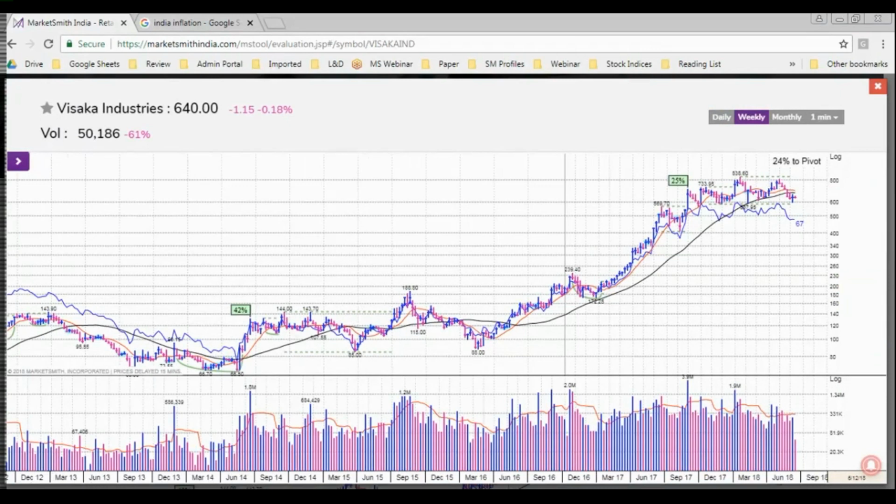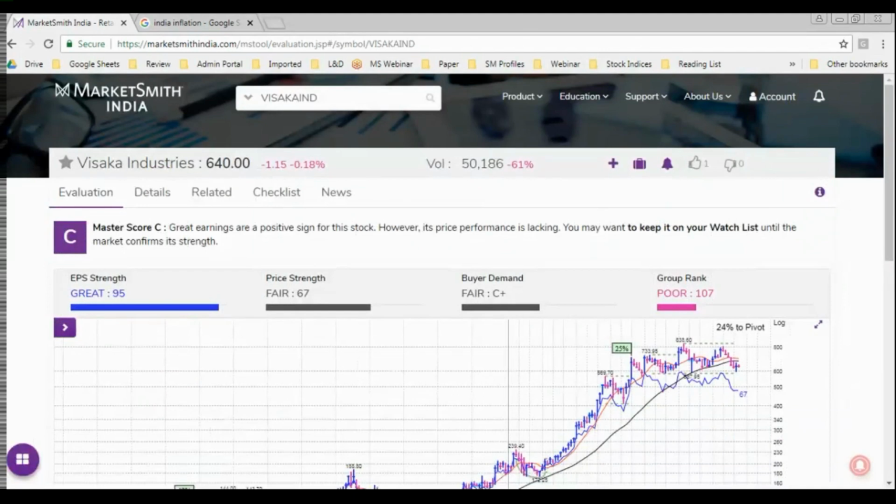All right, so the next query is from Sai on Exide Industries. Okay, so there are a couple of queries in between as well. Welspun Enterprise and Shriram Transport.